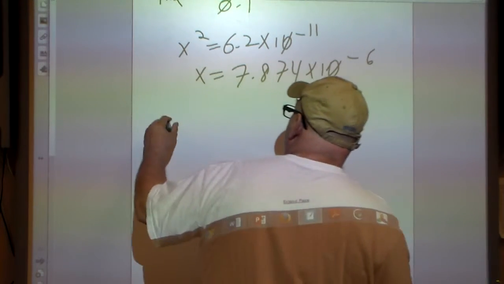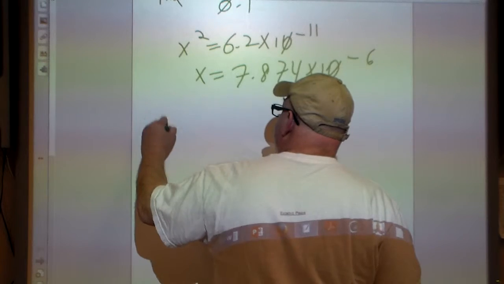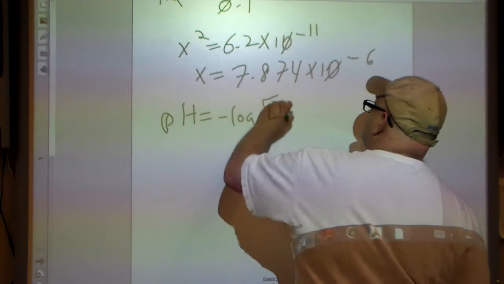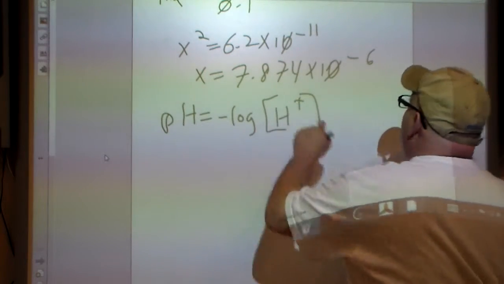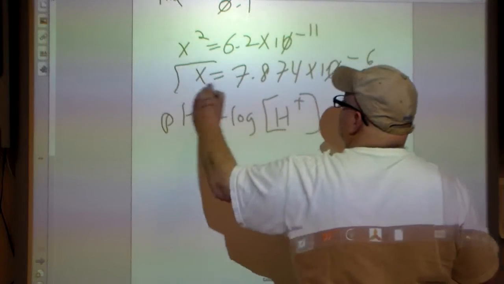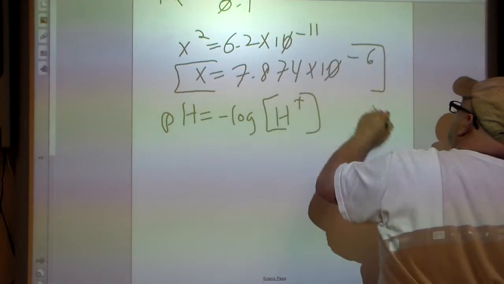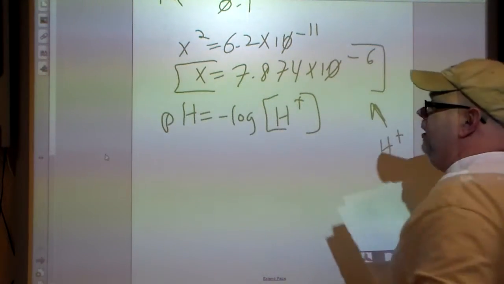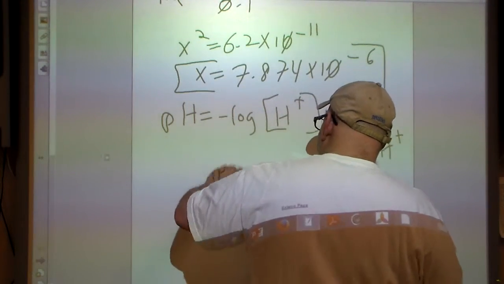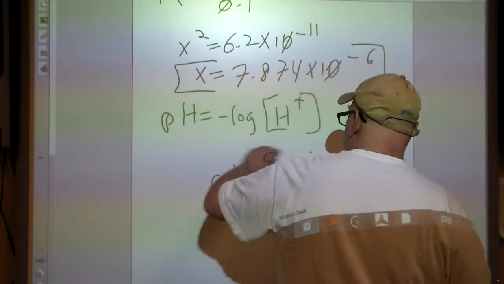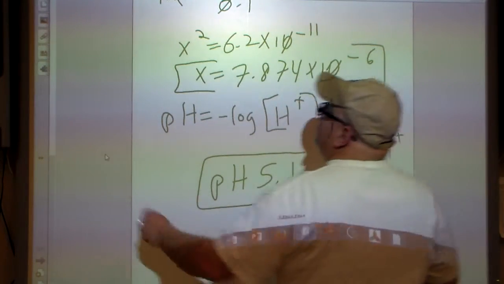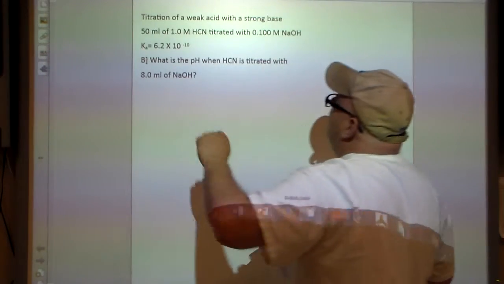Which means that the pH is equal to the negative log of our concentration of H. That is our H concentration right here. Negative log of this, and we end up getting a pH of 5.1. So that's our starting pH to begin with. I've got to move on here.